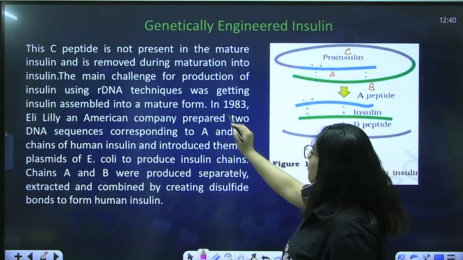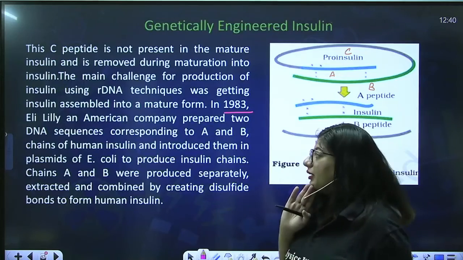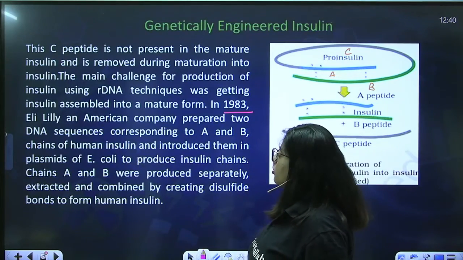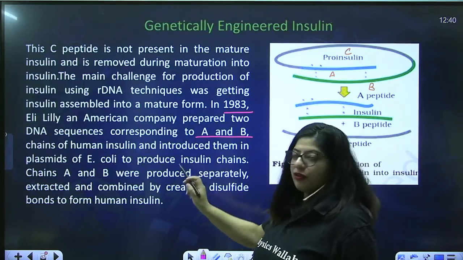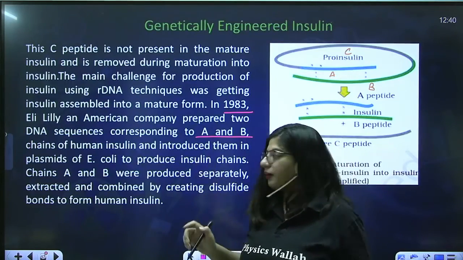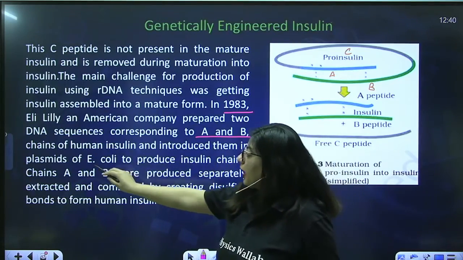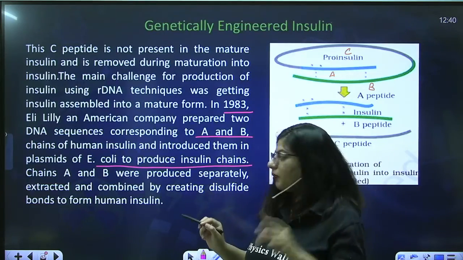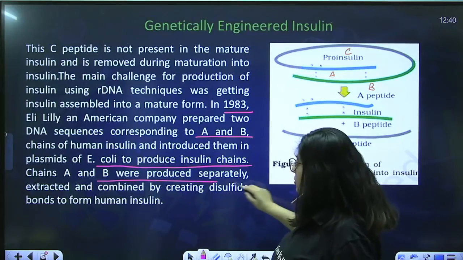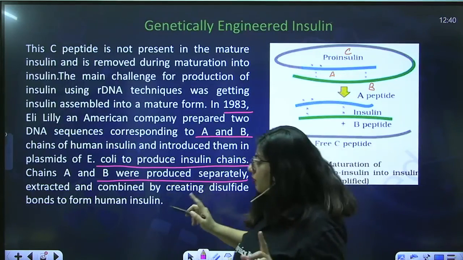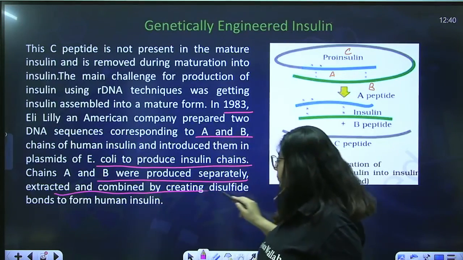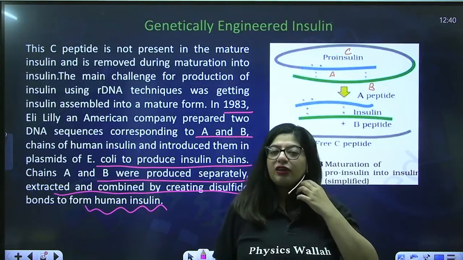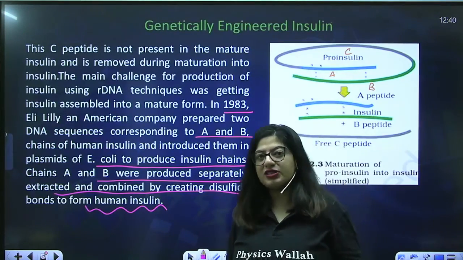Eli Lilly, an American company, in the year 1983, prepared two DNA sequences corresponding to the A and B chains of human insulin. So they produced two genes and introduced them into plasmids of E. coli to produce the insulin chains. Chains A and B were produced separately. They extracted them and combined them by disulfide bonds to form human insulin. And thus human insulin was invented.